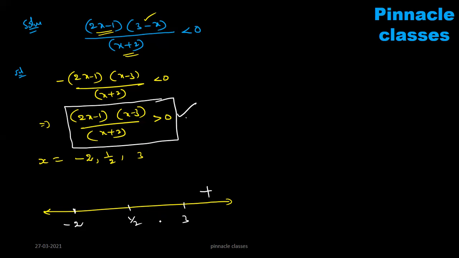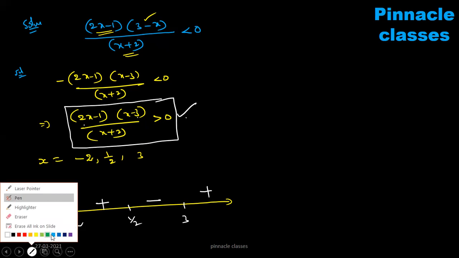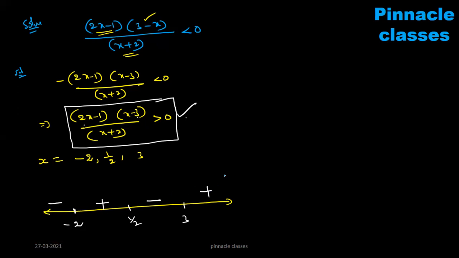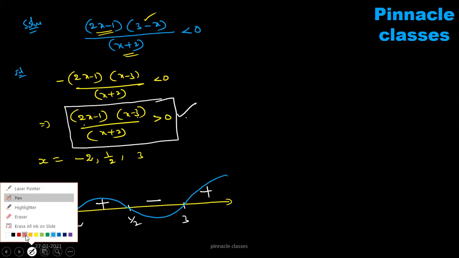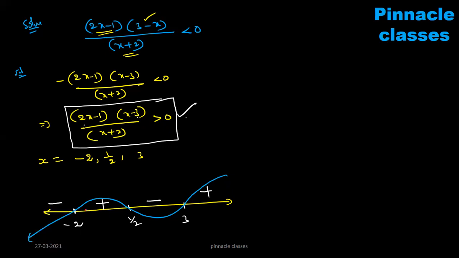Between 1 by 2 to 3, suppose take some x value. How much is it? Negative is coming because positive, negative, positive. Next, plus. Next, minus is coming. Check it. Now, what is the region? Plus means what here? Upwards. Again, downwards, upwards, downwards. What is the question? Greater than or equal to 0. Greater than or equal to 0 means which part you have to take? Plus sign. That means this is the region.